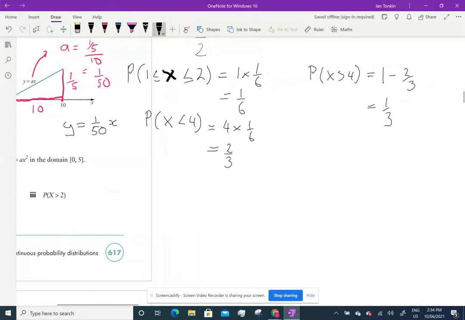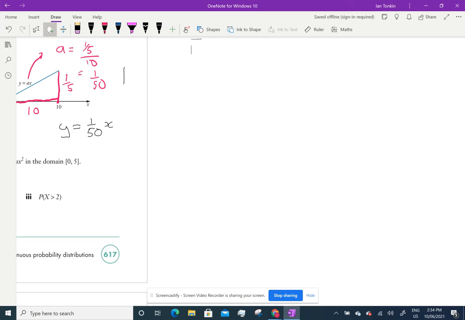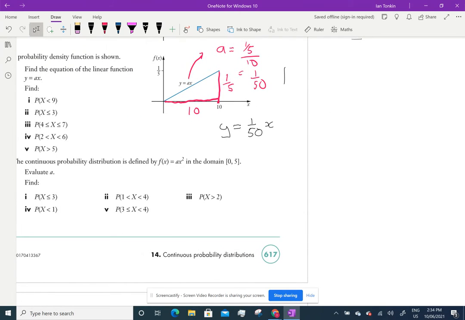So now let's do my probabilities. So I'm just going to get rid of all these and do these ones. So I have to find the probability for 9. So I have to find this area here. And at 9, I need to find how high it is. So I'm just going to get rid of that 10. So I need to find this height here. So when x equals 9, y equals 1 on 50 times 9, which is 9 on 50.